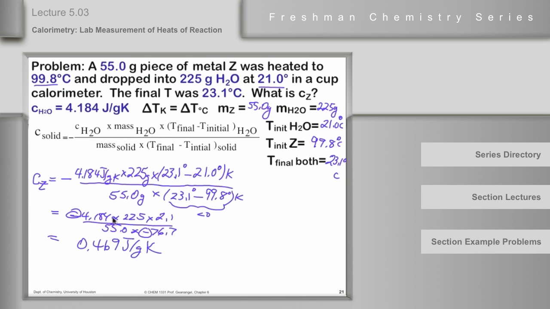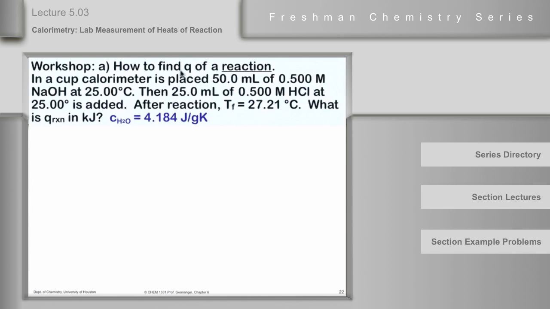So, how to find Q of reaction. In a cup calorimeter was placed 50 milliliters of 0.5 molar sodium hydroxide solution at 25 degrees. Then 25 milliliters of 0.5 molar hydrochloric acid at 25 degrees was added. Now, of course, a base and an acid are going to react. Acid-base reactions are typically exothermic. And sure enough, after the reaction had finished, the temperature had gone up from 25 degrees up to 27 degrees.